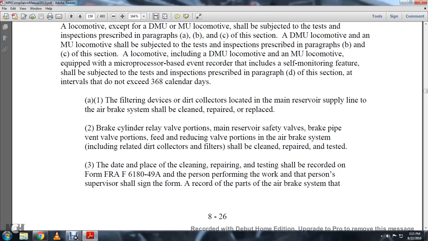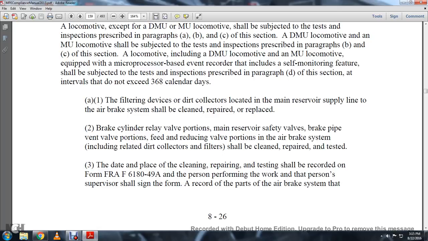A1. Filtering devices or dirt collectors located in the main reserve supply line to the air brake system shall be cleaned, repaired, or replaced. 2. Brake cylinder relay valve portion, main reserve safety valves, brake pipe valve portions, feed valve and reducing valve portions of the air brake system, including related dirt collectors and filters, shall be cleaned, repaired, and tested.